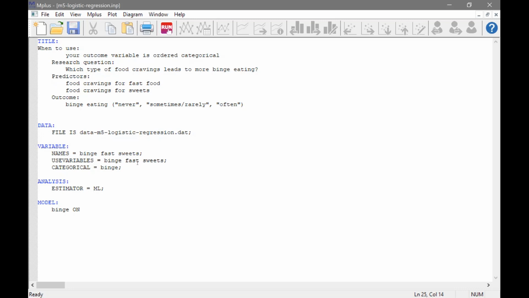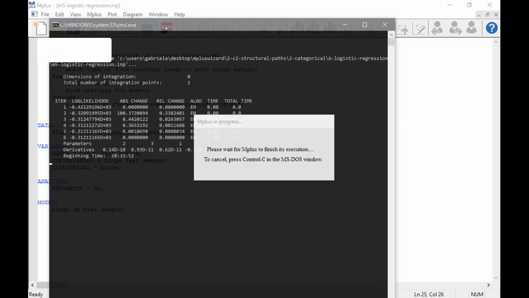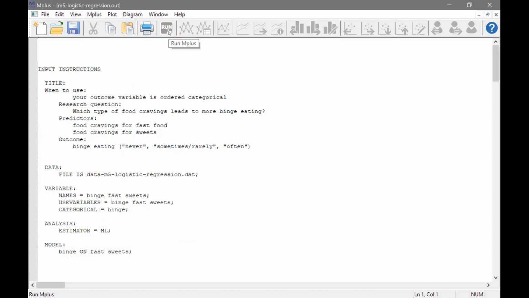You can also put both independent variables here, and then you would shorten it to one line. So you could just say fast and sweets. So this now will perform both regression paths. So this is all you have to do. You can save the model and press run. You will now have run your logistic regression.